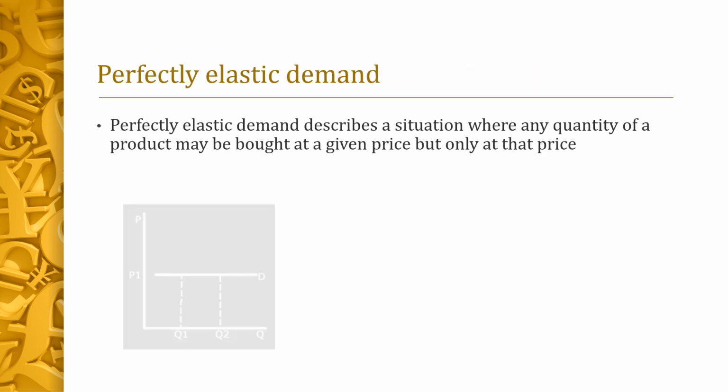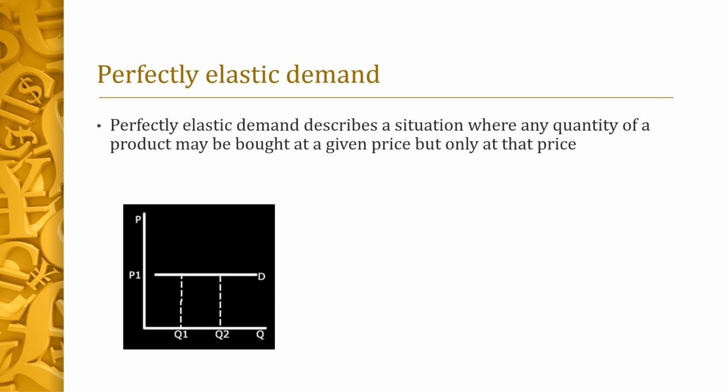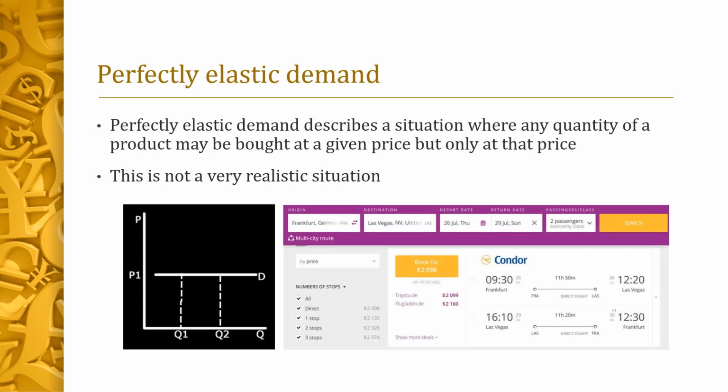Perfectly elastic demand describes a situation where any quantity of a product may be bought at a given price, but only at that price. This is not a very realistic situation, but a similar scenario does occur when people use a price comparison site. If you've compared prices for, say, a flight, and you found the seat that you want on the flight that you want to travel on, you're only going to book with the cheapest of the offers that are there.